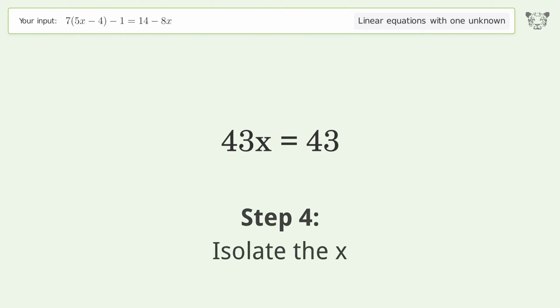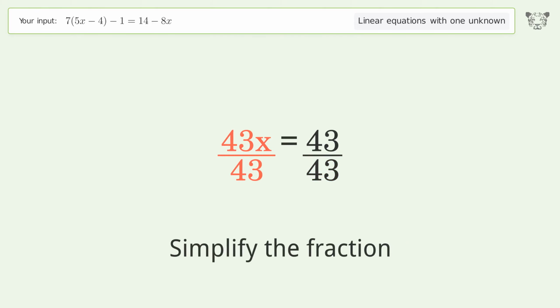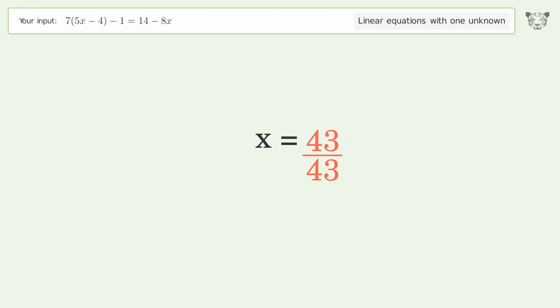Isolate the x. Divide both sides by 43. Simplify the fraction. And so the final result is x equals 1.